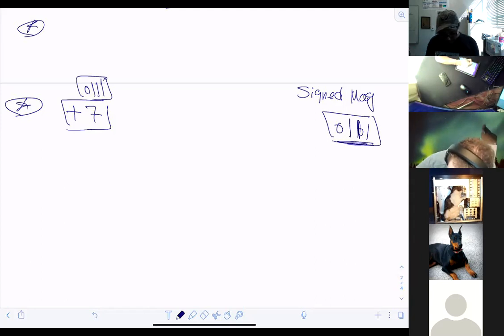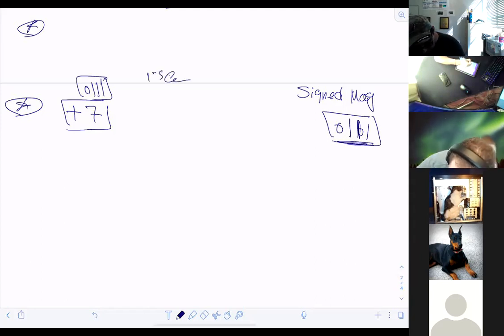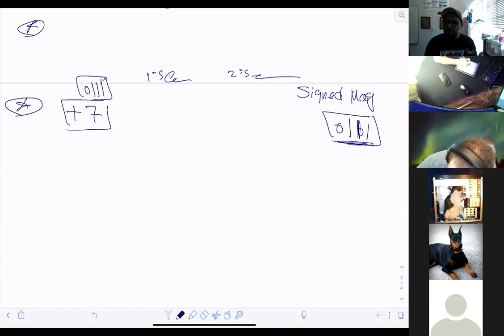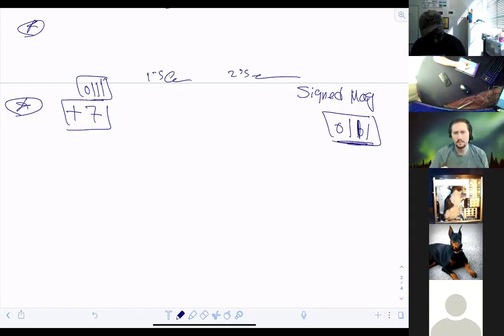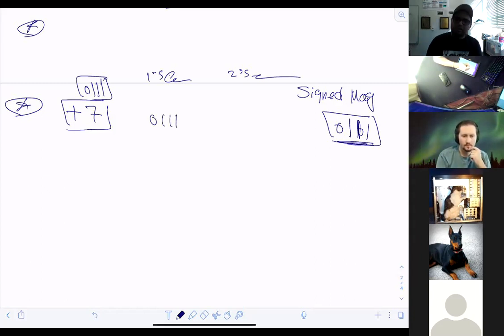That makes sense? Let's go into the first complement, second complement. First complement, this is a positive value. It should be the same. So it's going to be the complement of it, same.